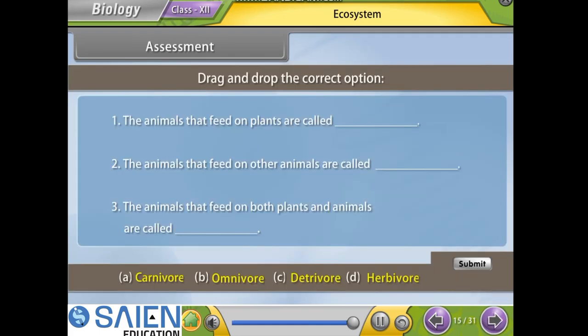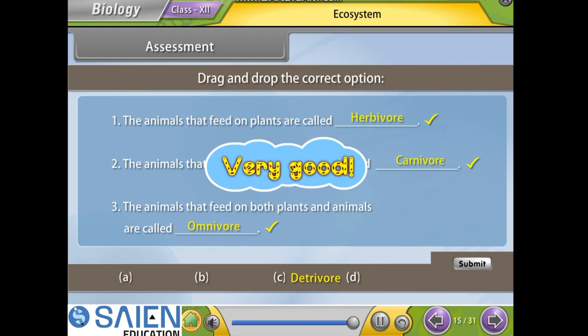Assessment. Before proceeding further, let us know how much you have learned. Drag and drop the correct option. Very good.